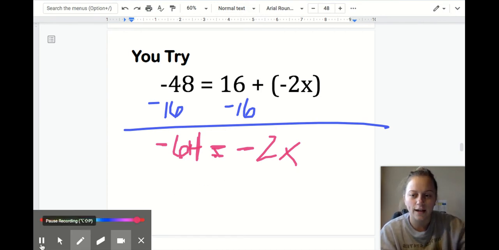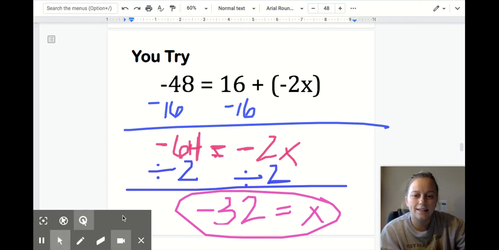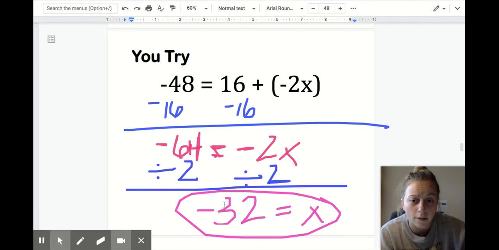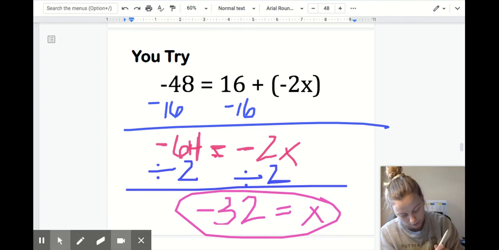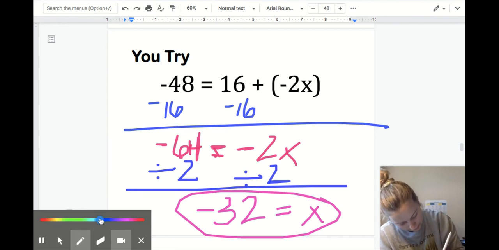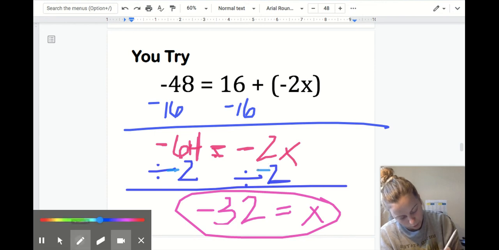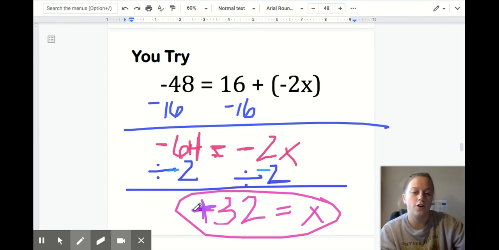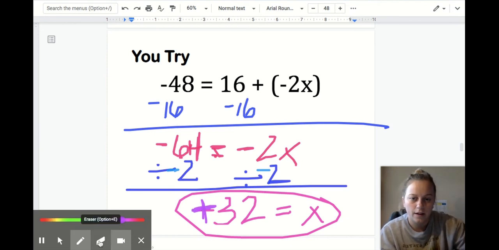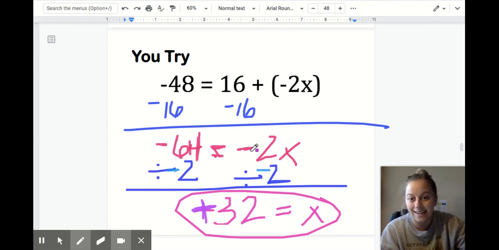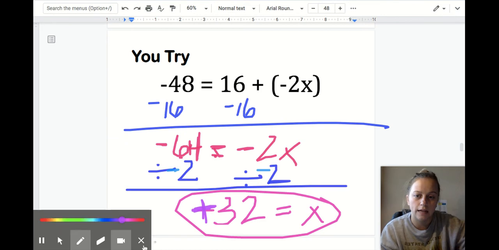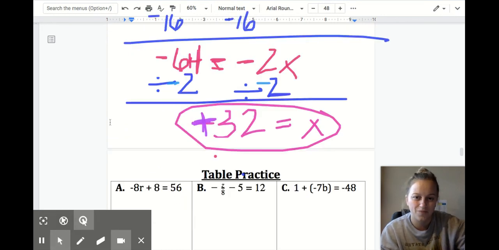All right, here's what to do next. Next, I divided by -2 on both sides, which will give me my answer of a positive 32. Again, x equals a positive 32. Make sure you don't lose that -2, by dividing by a -2 on both sides and showing that.